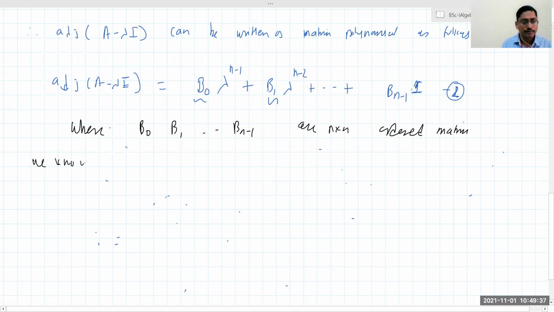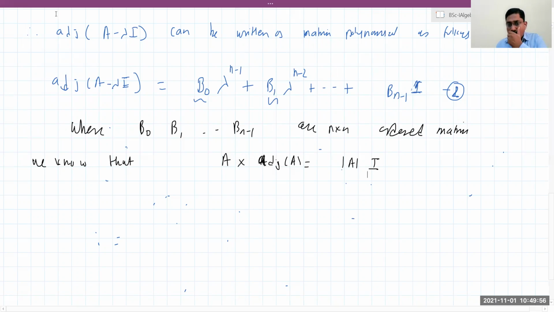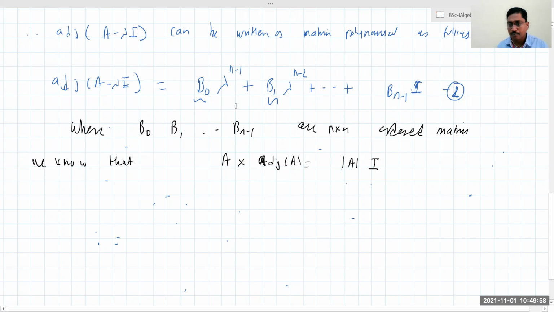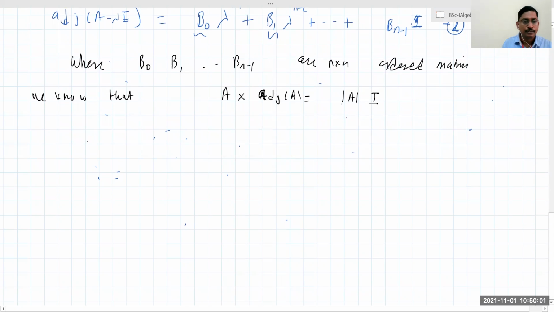We know that a matrix multiplied by its adjoint is always the determinant of A times identity. So here we can apply this for the matrix A minus lambda I. What I can write here: the matrix is A minus lambda I, multiplied by the adjoint of A minus lambda I, which is nothing but the determinant times I.